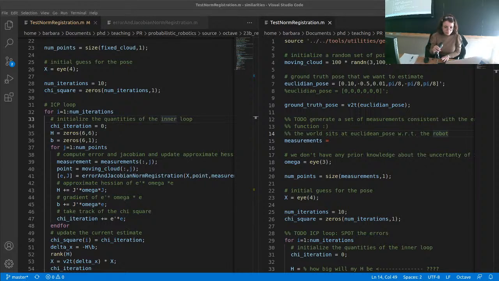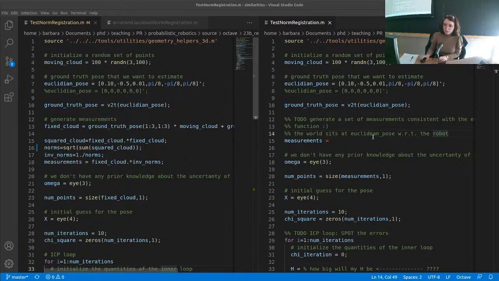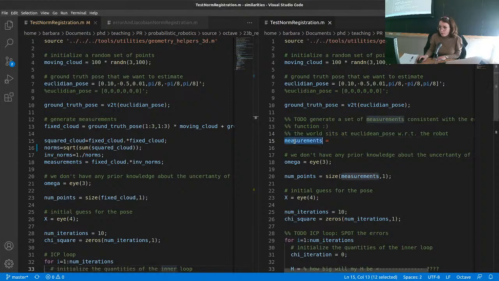So the students in remote can see me. And we will go through the solution very quickly, and then I will push the solution after the lesson so you can check it by yourself offline. So here we have the solution on the left and the exercise on the right. The first to-do was here when we were asking you to generate the set of measurements.